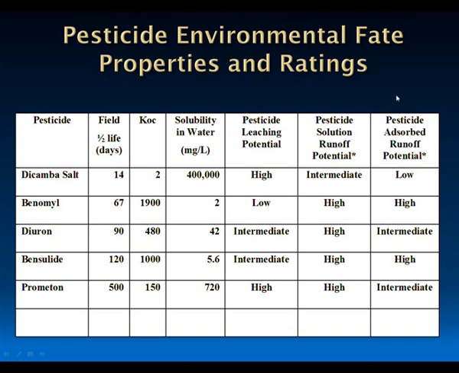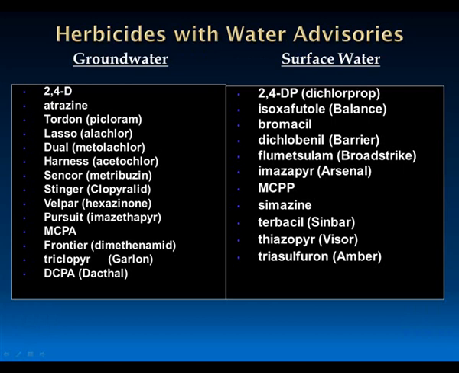So we can think about these different characteristics in terms of their risk for leaching and risk for runoff. And so dicamba salt doesn't sorb well. It's got a really low sorption coefficient, but it's very soluble, and so it's really likely to leach, but it's not very likely to run off over the surface as particulate. Whereas benomyl has a high sorption capacity, is not very soluble, so it's not likely to leach, but it is likely to run off as adsorbed to sediment.